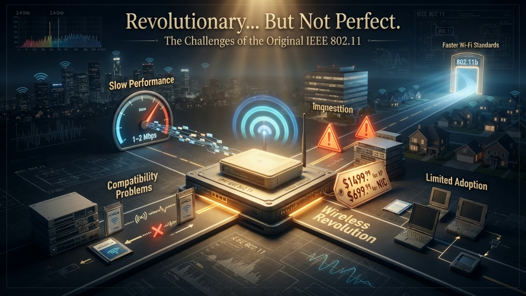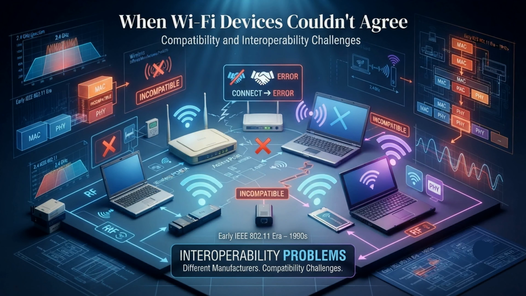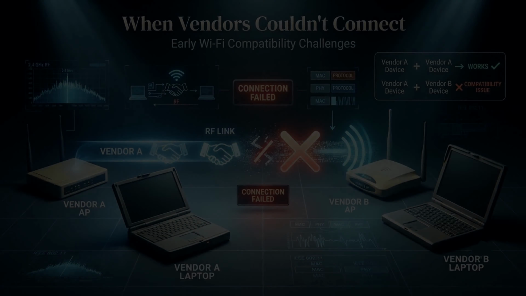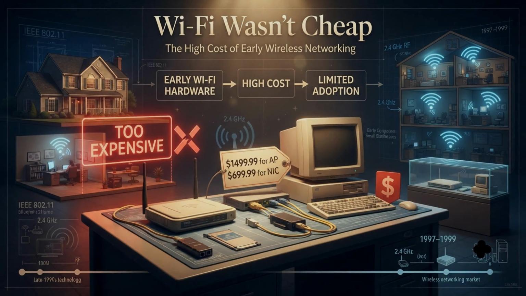Challenges of the original 802.11. Although IEEE 802.11 was revolutionary, it wasn't perfect. Several challenges prevented it from becoming widely adopted. First, its maximum speed of 1 to 2 megabits per second was relatively slow, especially when compared to wired Ethernet networks available at the time. Second, products from different manufacturers often experienced compatibility and interoperability issues. Devices from one vendor didn't always work seamlessly with devices from another. Finally, early Wi-Fi hardware was expensive. For many homes and businesses, the cost of adopting wireless networking simply wasn't practical.